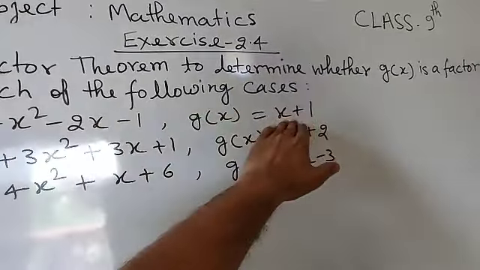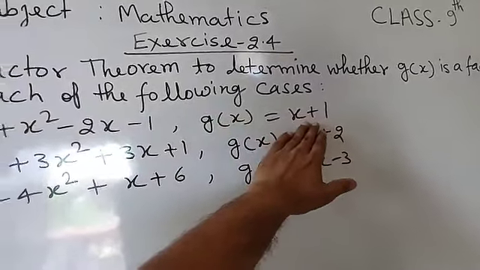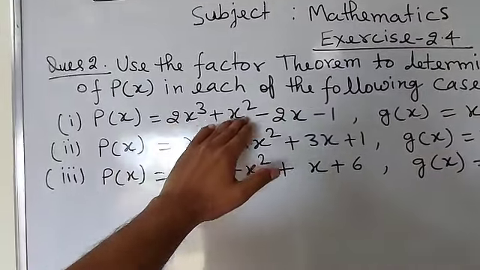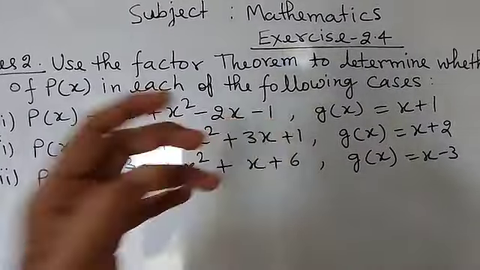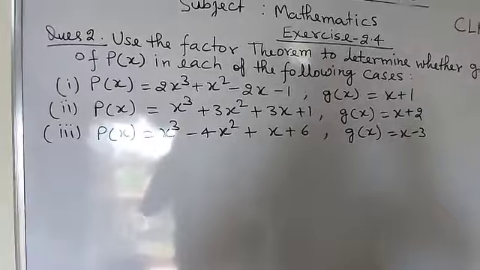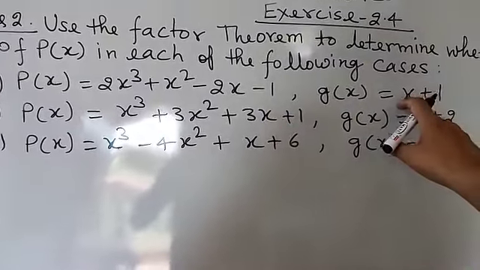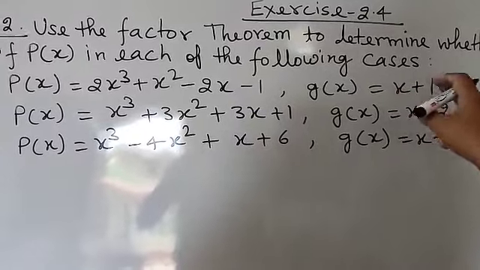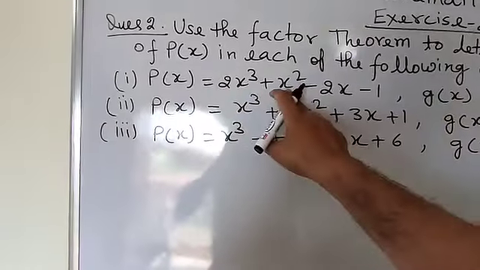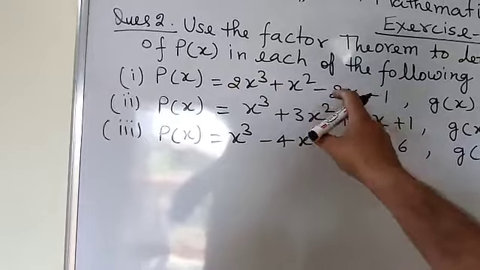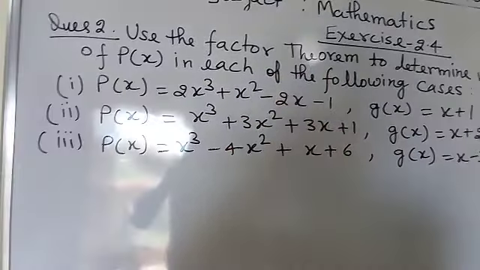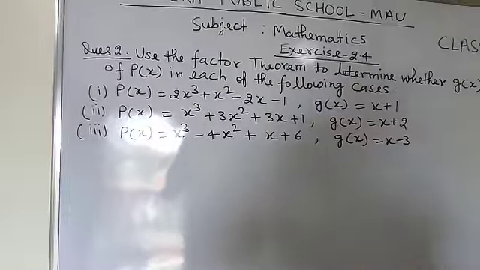Like here, x plus 1 is given as g(x), so you need to check whether x plus 1 is a factor of 2x cube plus x square minus 2x minus 1 or not. It is similar to the previous question. You need to find the remainder when this polynomial is divided by x plus 1. Put x plus 1 equal to 0, then x equals -1, and replace x by -1 and calculate. If it is equal to 0, then you can say it is a factor, otherwise it is not a factor.